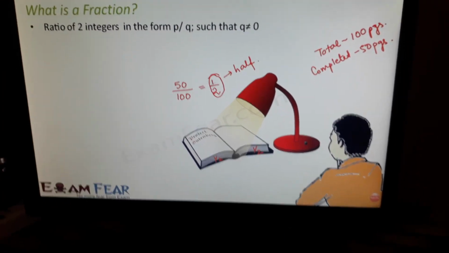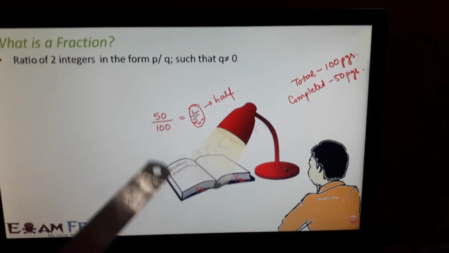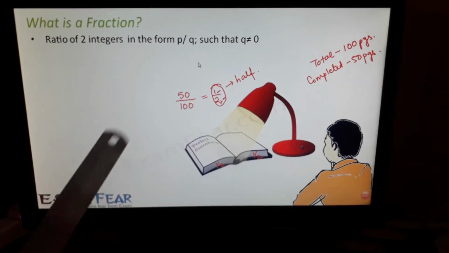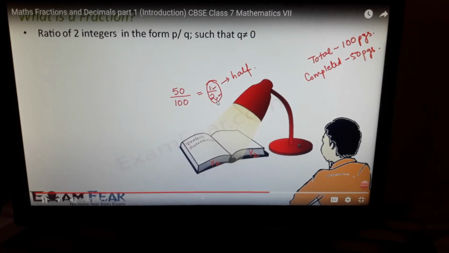Now one more: how will you read 1 by 2, children? Half. 1 by 2 you will read as half. Here 1 is the numerator, 2 is the denominator. Now one more here.